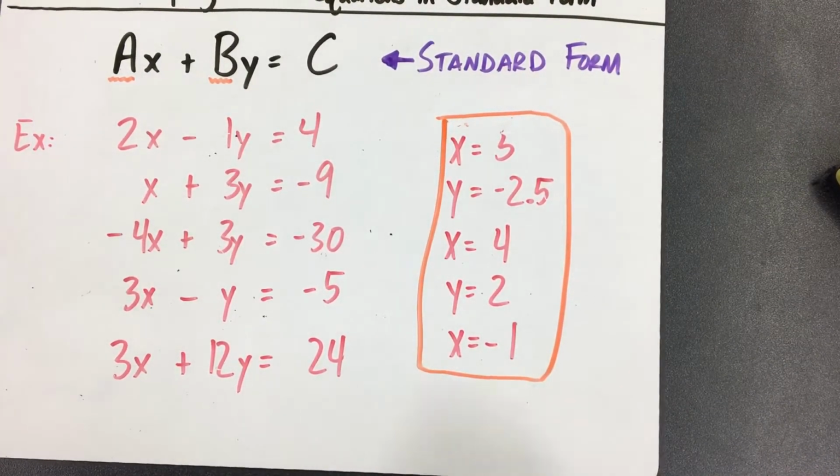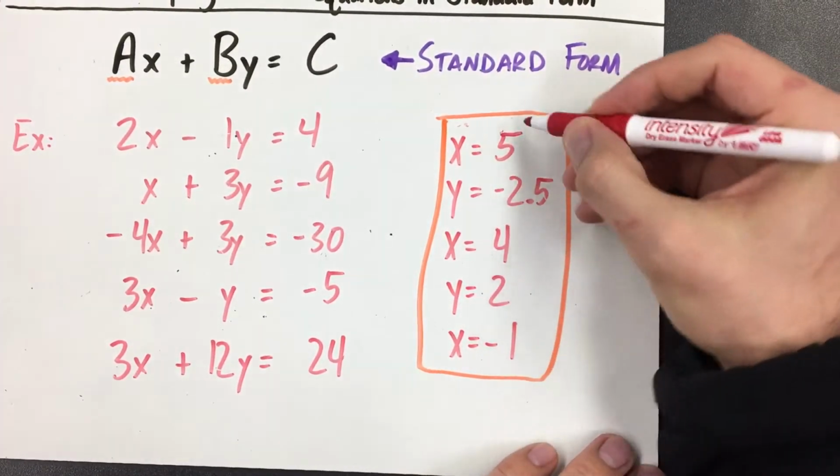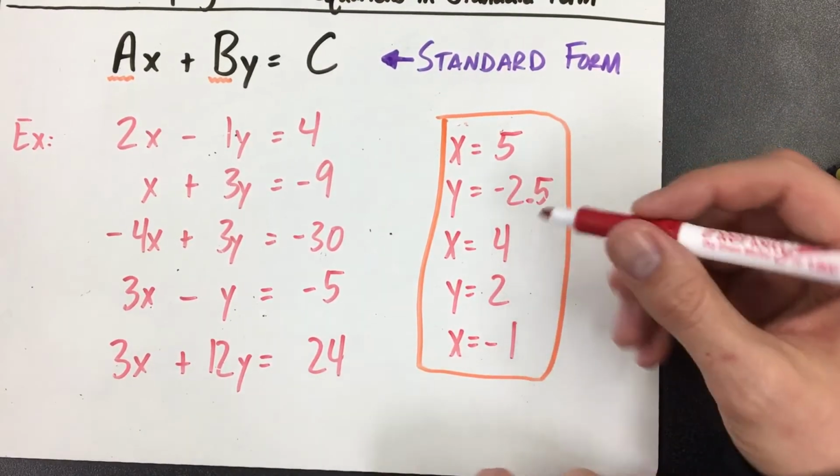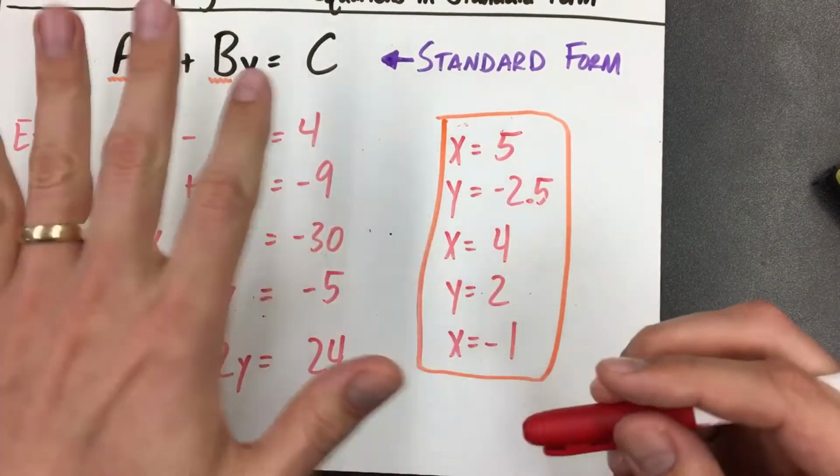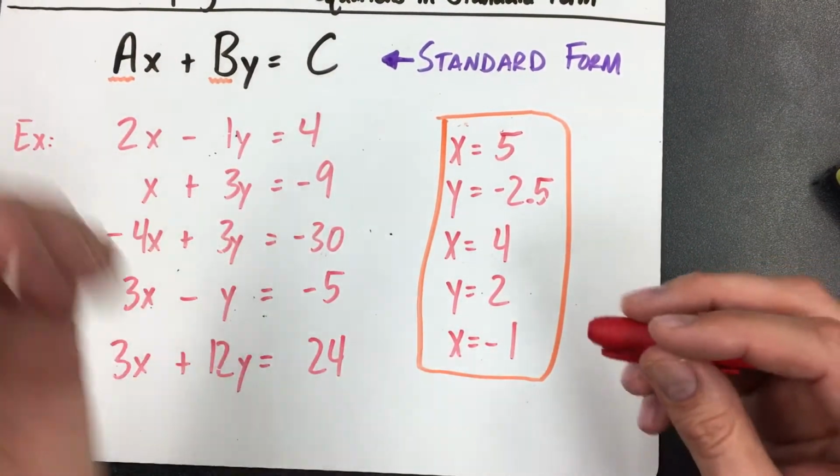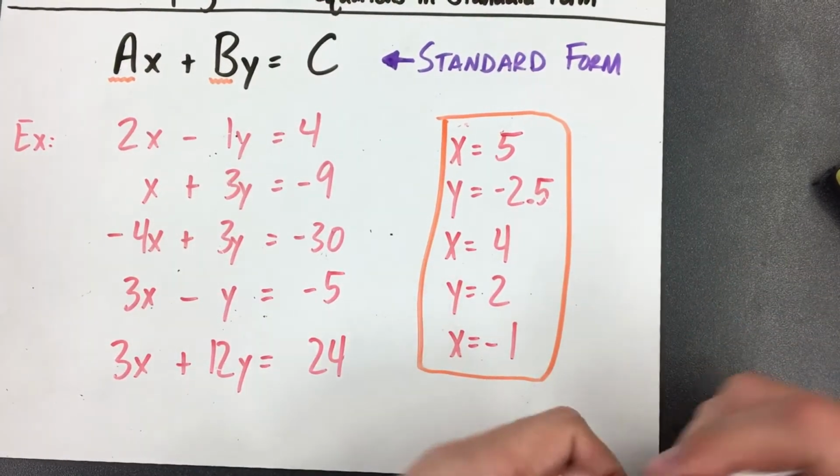So what I actually want to look at first today is how do we graph equations that look like this? And then we'll move on to the second part of the video. How do we graph equations that look like this? It's not the hardest thing in the world, but it is just a little bit tricky.